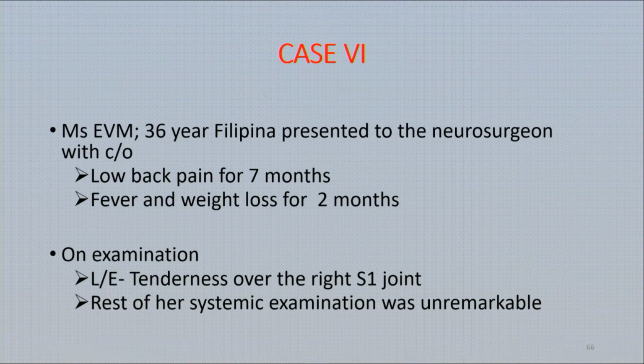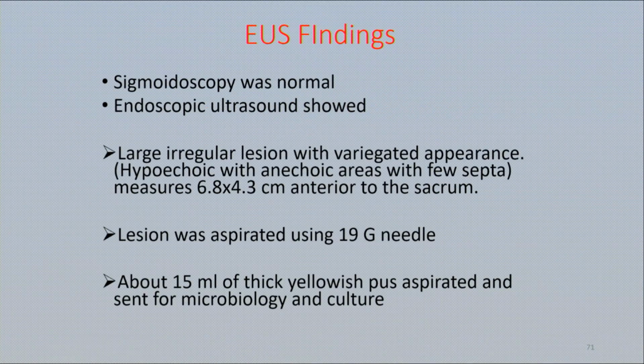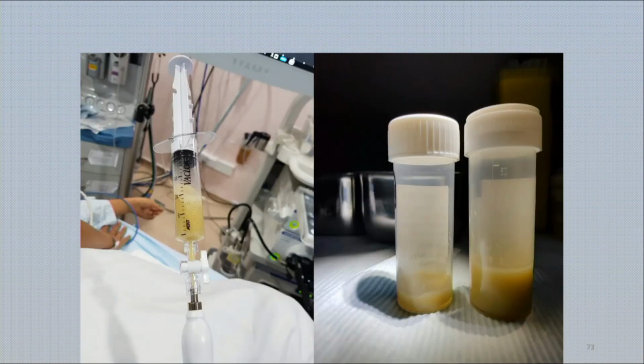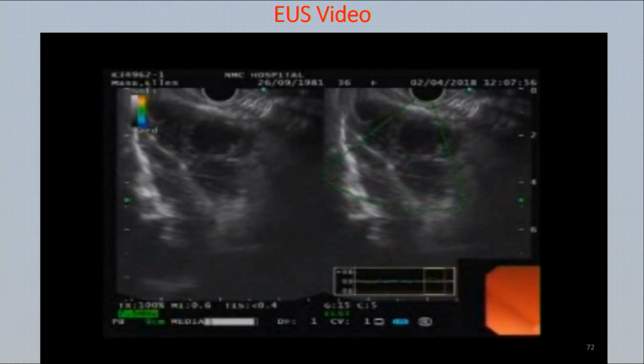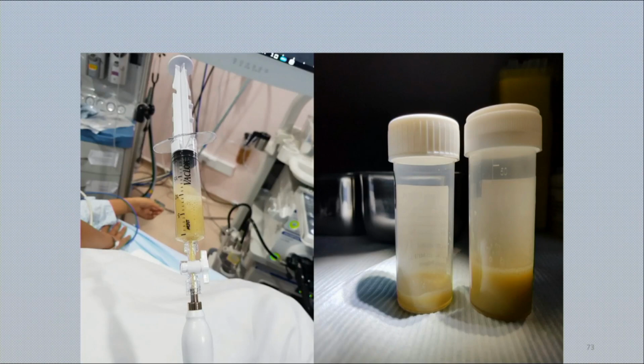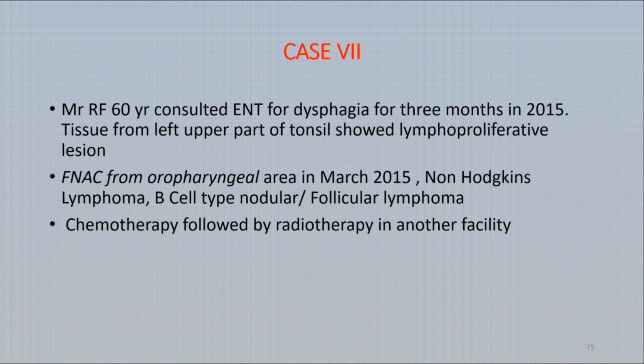And we could take the specimen from this collection, so we used the EUS to drain this abscess, and this was the pus which came out, which was sent for analysis. It came out to be tuberculosis, and patient was treated with anti-tubercular therapy. She gained 10 kilograms of weight over a period of time, and she recovered completely.